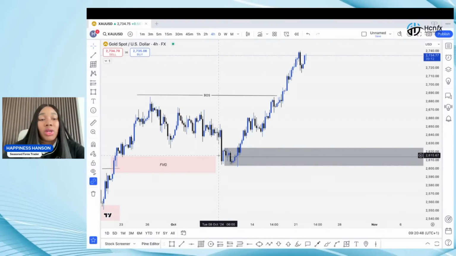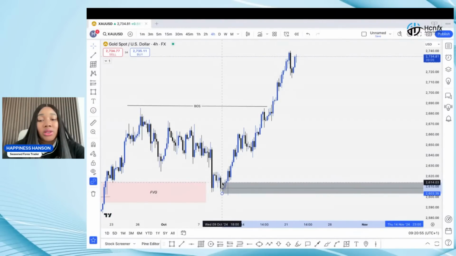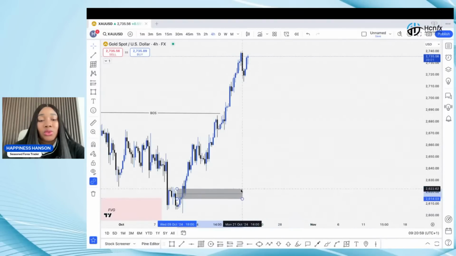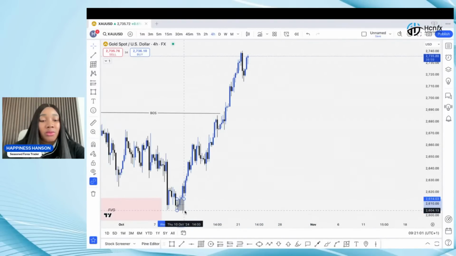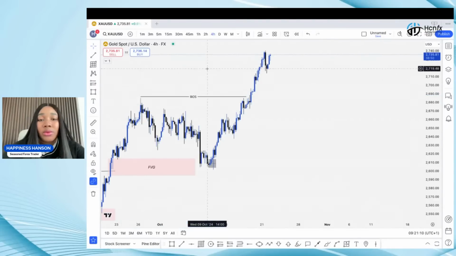Gold is just rallying up, pushing up without even looking back. So we still have this level as the extreme level. Once price gets here, we'll be looking to buy, but price is far away from there now, so we're going to leave it pending and watch the most recent level.